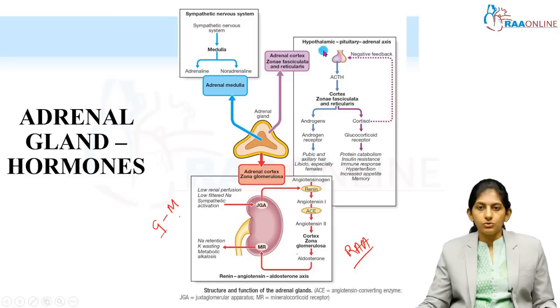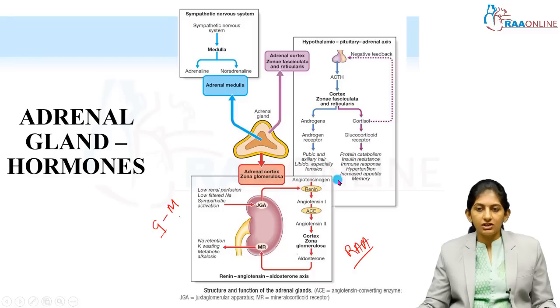Coming to the other two, zona fasciculata and zona reticularis. Fasciculata secretes what hormone? Glucocorticoid, right? And zona reticularis secretes sex hormones. So this is regulated by our HPA axis. So in the hypothalamic pituitary adrenal axis, the pituitary corticotrophs will secrete the ACTH hormone. This ACTH will stimulate zona fasciculata to secrete cortisol. This will go and stimulate the glucocorticoid receptors.